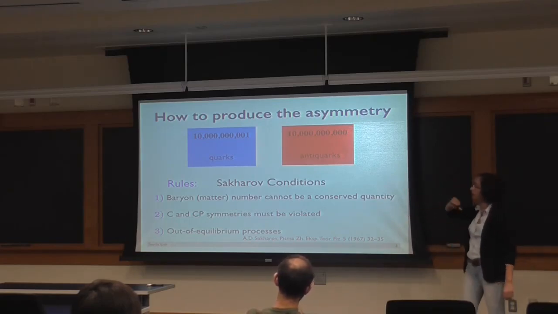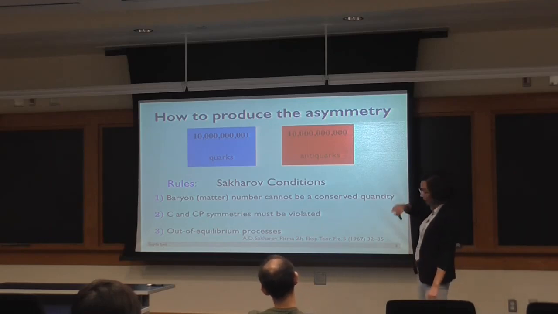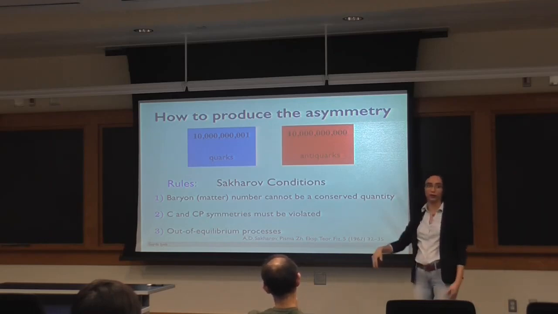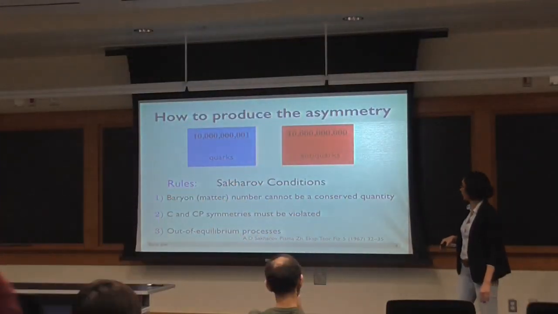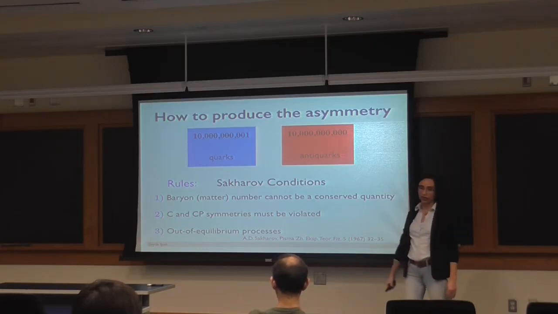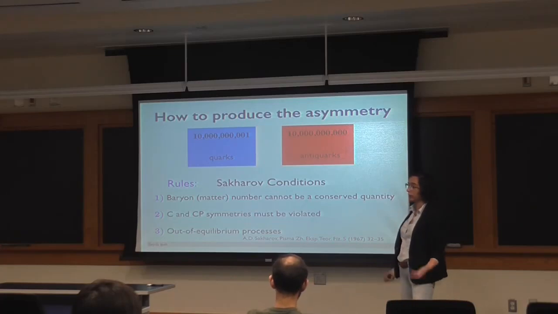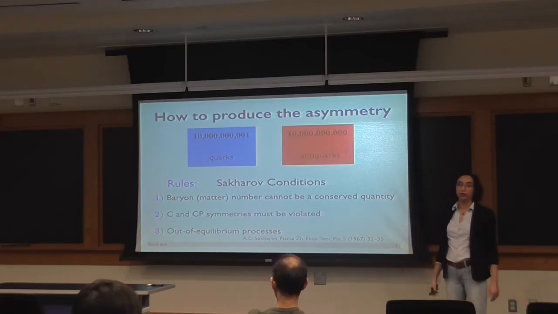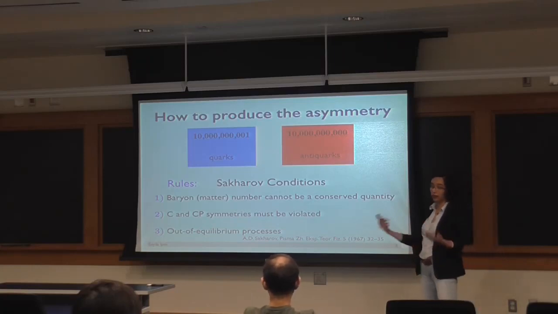The first condition is that baryon number cannot be a conserved quantity, so it needs to be violated. I will go into more details of these conditions. The second condition is that charge and charge parity symmetries need to be violated. CP is a way to differentiate between matter and antimatter, so it cannot be a conserved quantity if you want to make a difference between matter and antimatter.